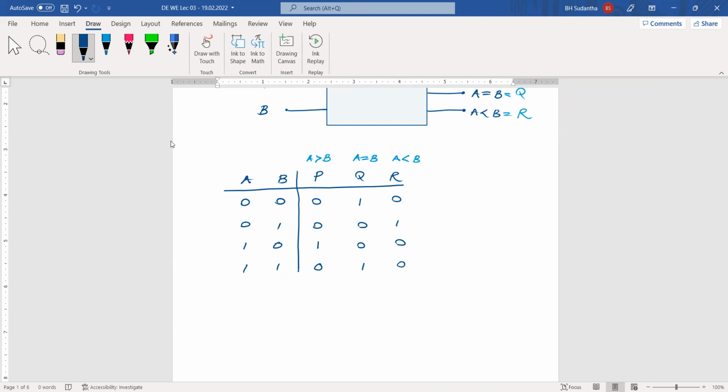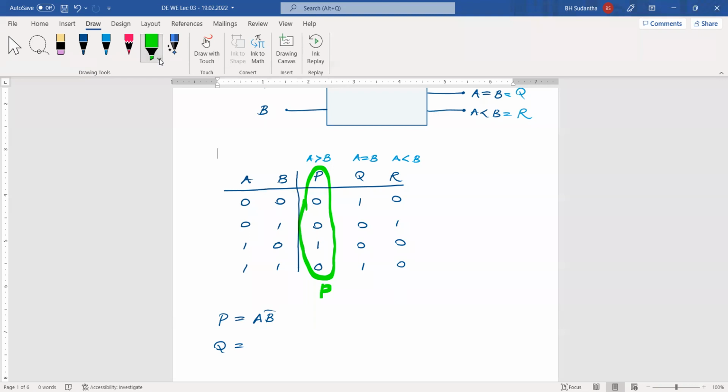Okay, next step is writing equations. First equation, then we have to consider this column to write the equation for P. Okay, then here how many ones are there? Only a single one. Then we have the equation that is A B bar. Okay, this is equation P.